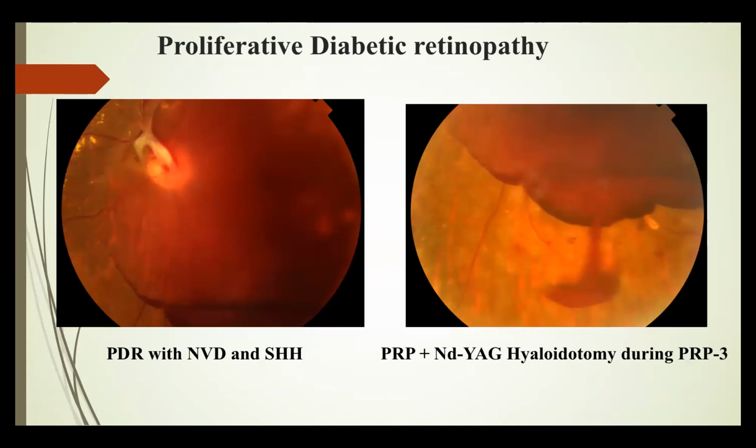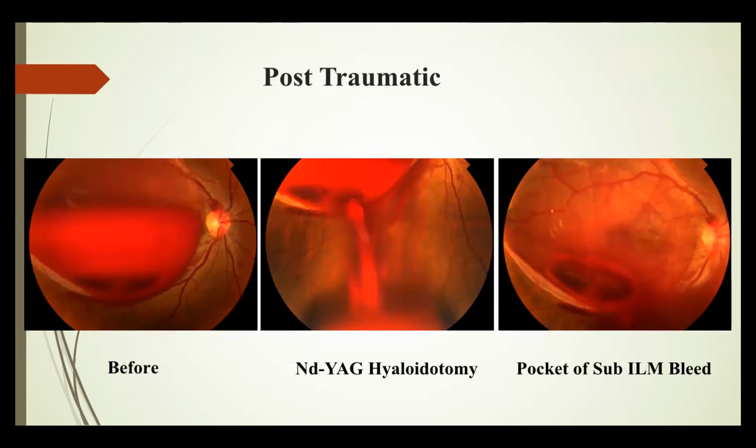This is a case of proliferative diabetic retinopathy, where we can see neovascularization of the disc along with subhyaloid hemorrhage. Initially, we did 3 sittings of panretinal photocoagulation. On the day of the 3rd sitting, we did a YAG hyalotomy, where the subhyaloid hemorrhage was drained. Usually in these cases, after panretinal photocoagulation, we advise the patient for surgery after waiting a month or 6 weeks. But before advising surgery, we can definitely attempt a YAG hyalotomy, where pars plana vitrectomy can be avoided. This is a post-traumatic case where YAG hyalotomy drained the subhyaloid bleed.